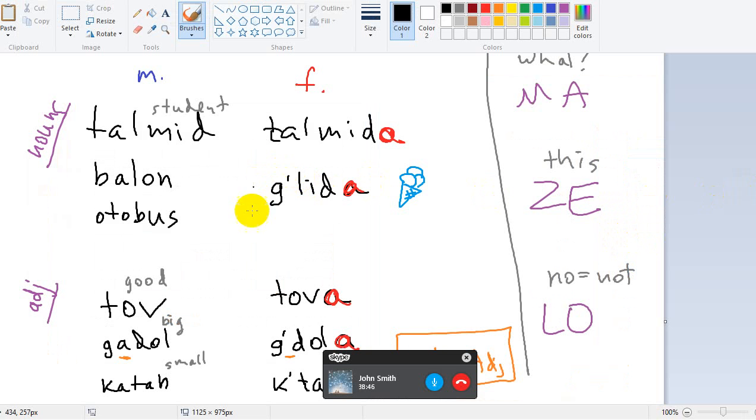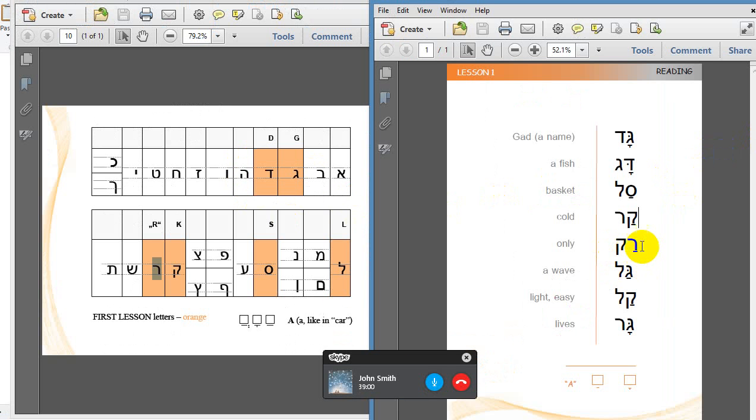Now, how do you say then a cold ice cream? Ice cream. How was ice cream? Glida. And cold was kar, but glida is feminine, so the ending will change to the feminine ending. So glida kara. Very good. Glida kara.